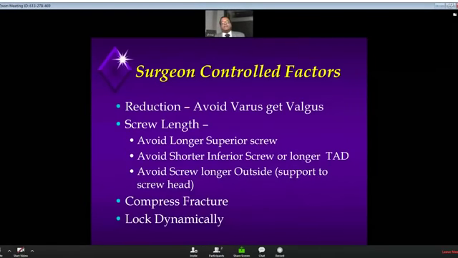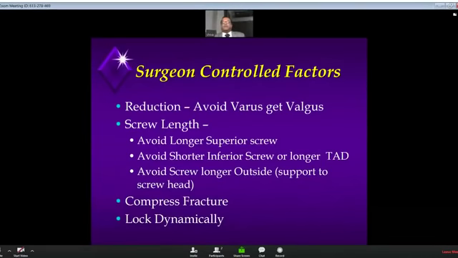Second one is screw length. Try to avoid longer superior screw. Avoid shorter inferior screw or a longer TAD. Avoid screw which is longer outside also. The screw head requires a support. The bone of the lateral cortex should be supporting the screw head.